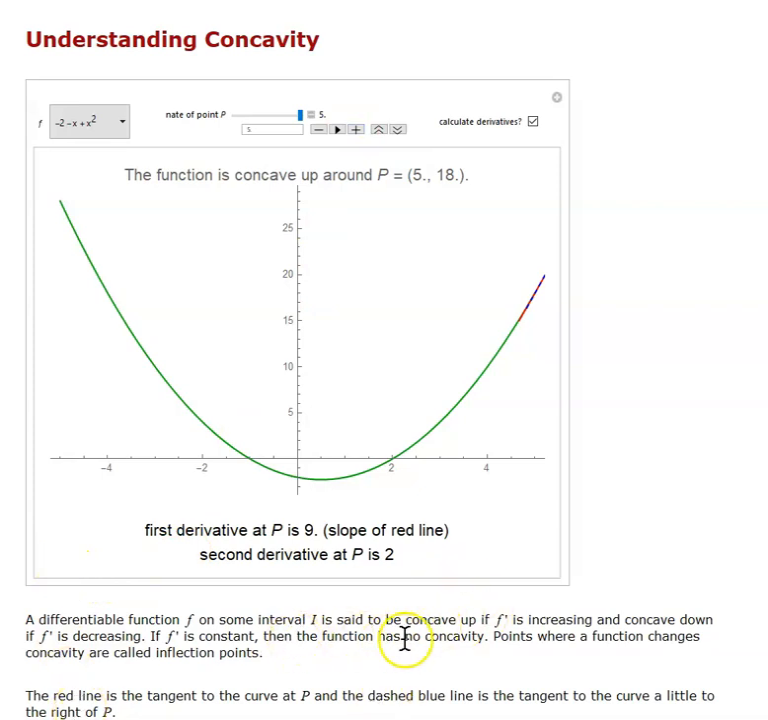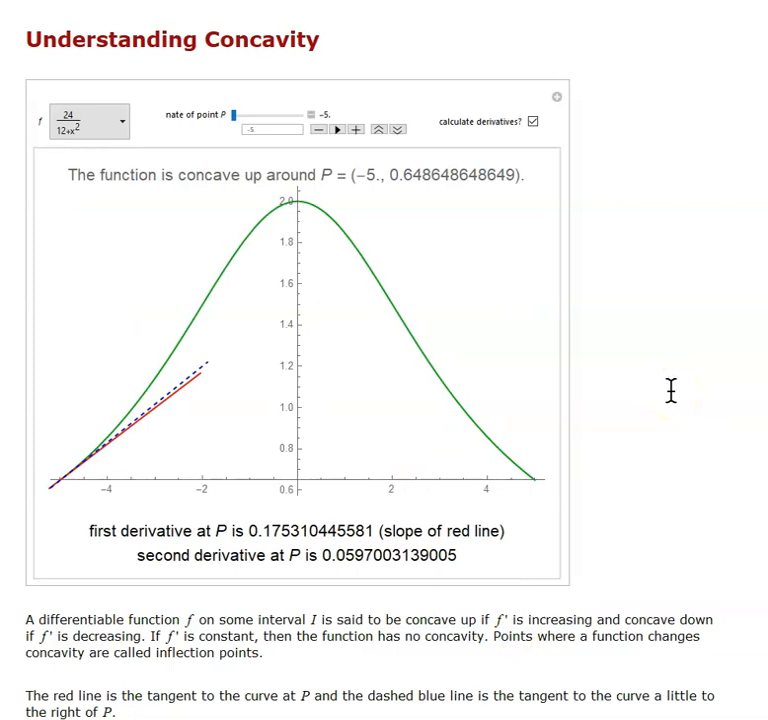Now, what did we say? We said that a function is said to be concave up if f prime is increasing. Well, what's the criteria for f prime to be increasing? That means the derivative of f prime has to be positive. And what do we call the derivative of f prime? We call it f double prime, or the second derivative. So a function is said to be concave up if the first derivative is increasing, which means that the second derivative must be positive.